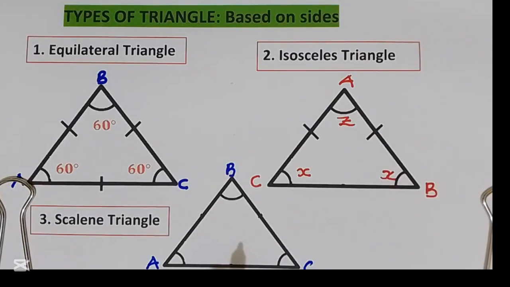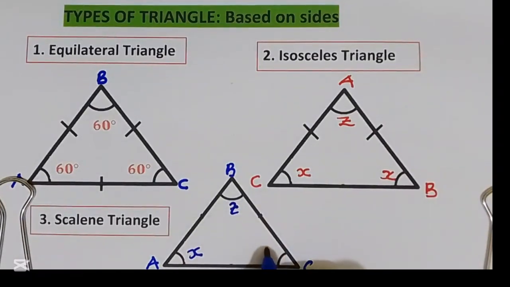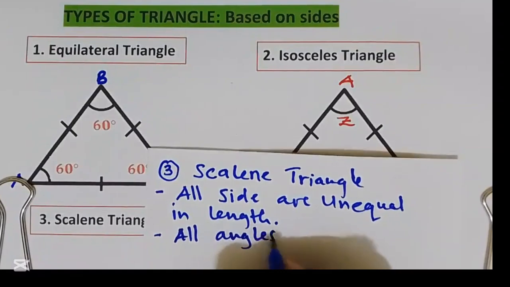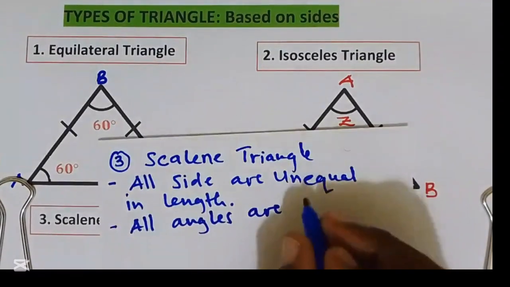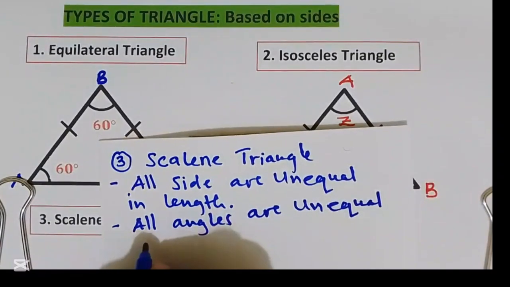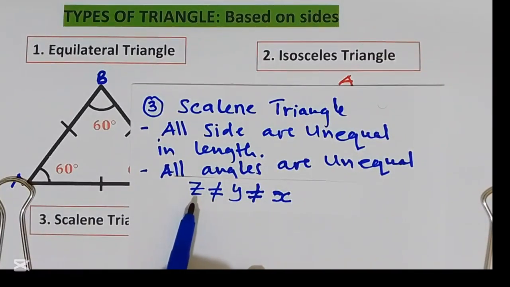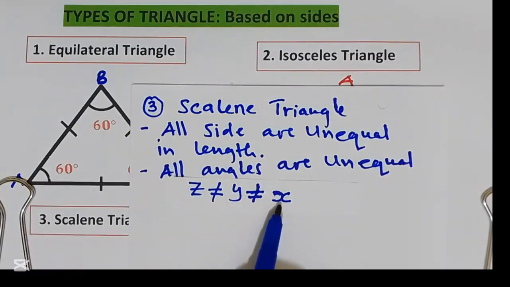Second, all angles are unequal. Let us call its angles angle X, Z, and Y. They are unequal. That means angle Z is not equal to angle Y, is not equal to angle X.